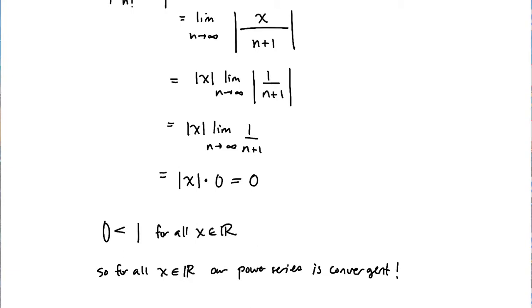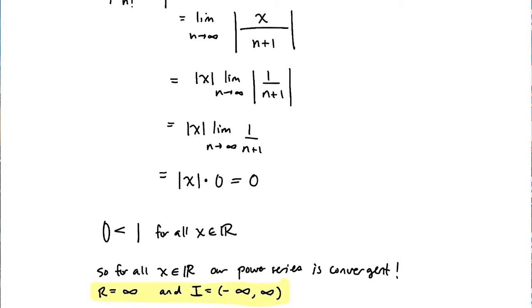Okay, we don't have any endpoints to test because our interval of convergence is negative infinity to infinity. So we say our radius is infinity and our interval of convergence is negative infinity to infinity. So that answers our question of what we're looking for.